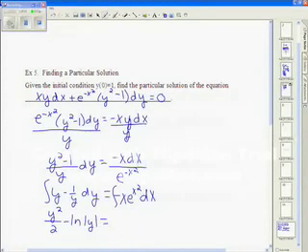What do you think we're going to let u equal? x squared. Okay. Then what happens? Why don't you go ahead and do that and see what you get? It's really not that bad. Let u equal x squared. What's du equal? 2x, so what's dx equal? du over 2x.